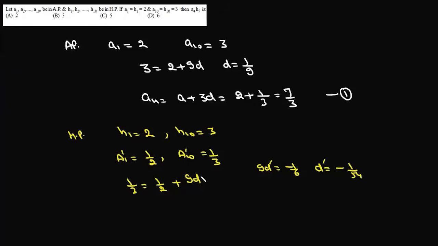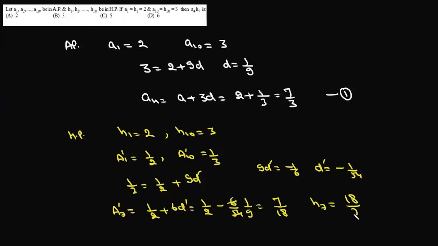Let it be d dash. Now we have to find its 7th term. So we'll find the corresponding 7th term of this AP, which is a plus 6d, and it will be 1 by 2 minus 6 by 54, which is 1 by 9, and this is 7 by 18. So the corresponding term of this HP will be simply 18 by 7, and that's your second result.